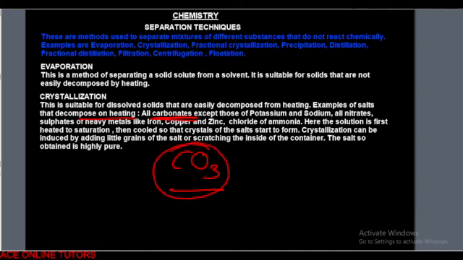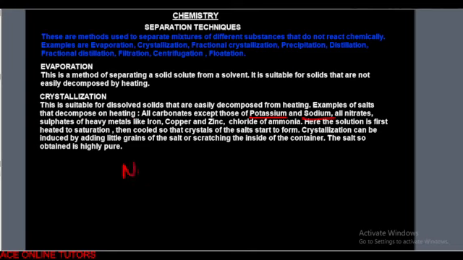They decompose on heating. Only two of them do not decompose on heating, which are what? Trioxocarbonate of potassium and that of sodium. Which means that if you have Na2CO3, this one will not decompose. Which means this one is stable. That means that you can use this first method for it, evaporation, since it is stable.